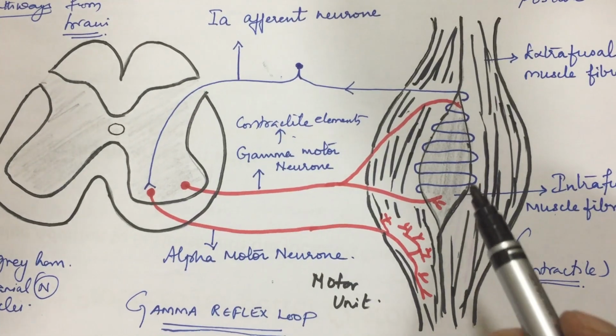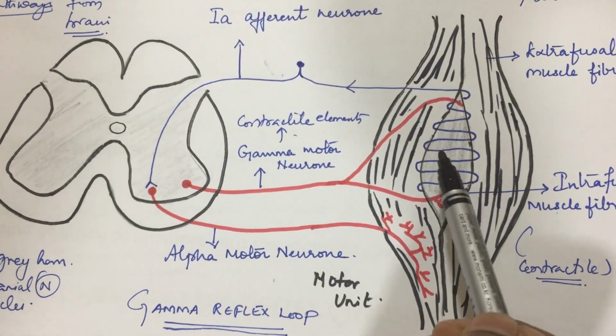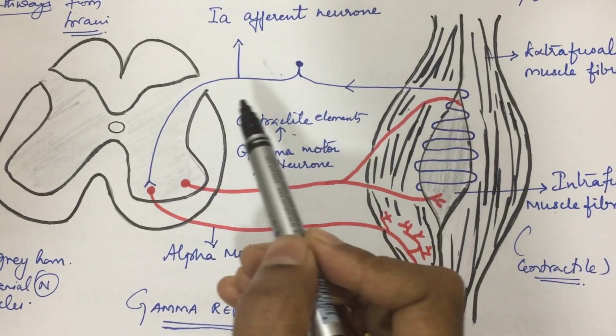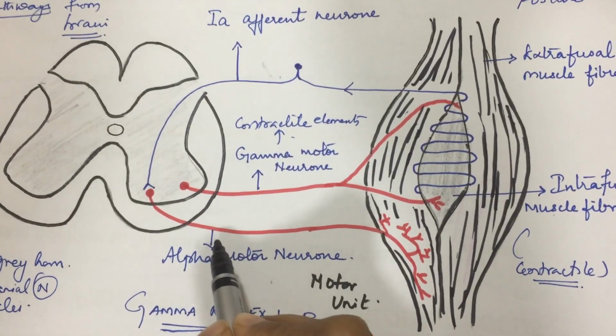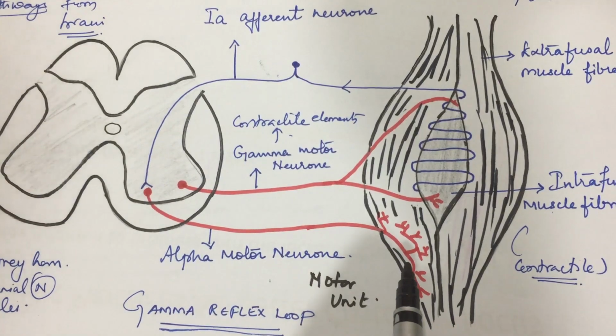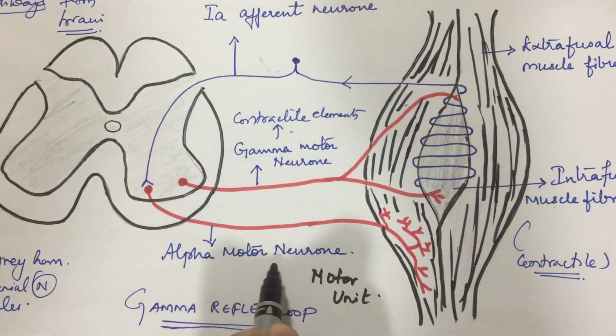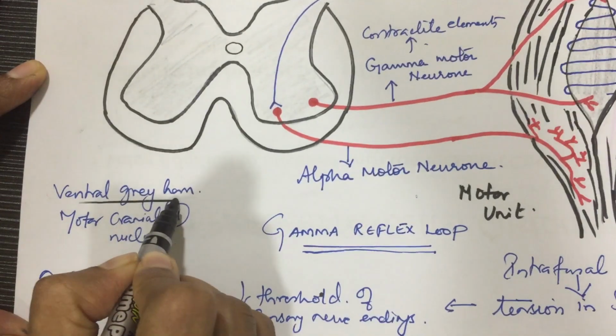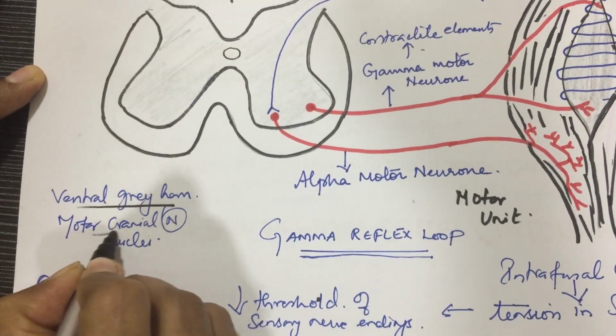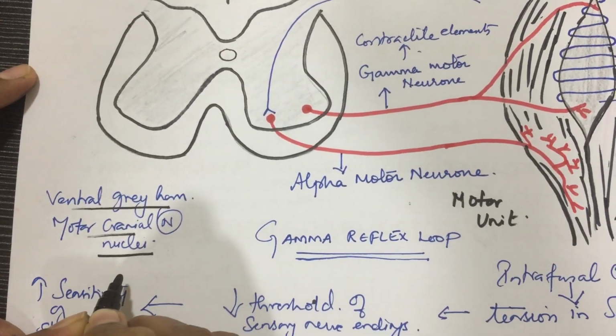So when the muscle is stretched, the impulses pass through the afferent neuron and then the contraction is done by the impulses from the alpha motor neuron. The alpha motor neurons have their cell bodies in the ventral gray horn of the spinal cord and also in the motor cranial nerve nuclei.